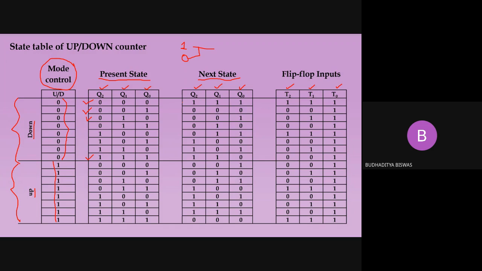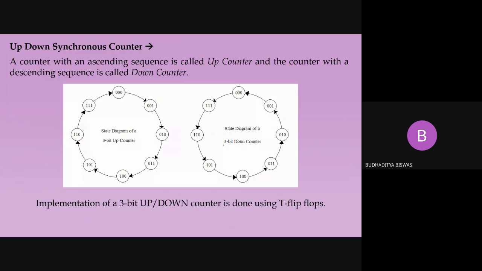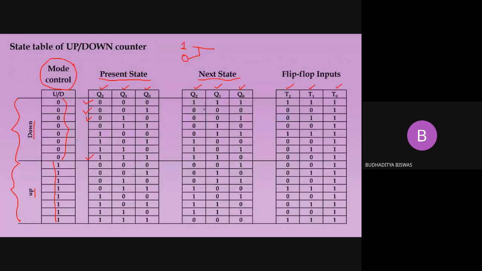Now come to the next state. If it is in the down sequence, after 0, what will be the next state? Just check the down counter state diagram. After 0, it will go to which state? 7. So here you see this is the 0 state and the arrowhead is also showing, so after 0 it will go to 7 definitely. So in the next state, 7 is written, 1, 1, 1.